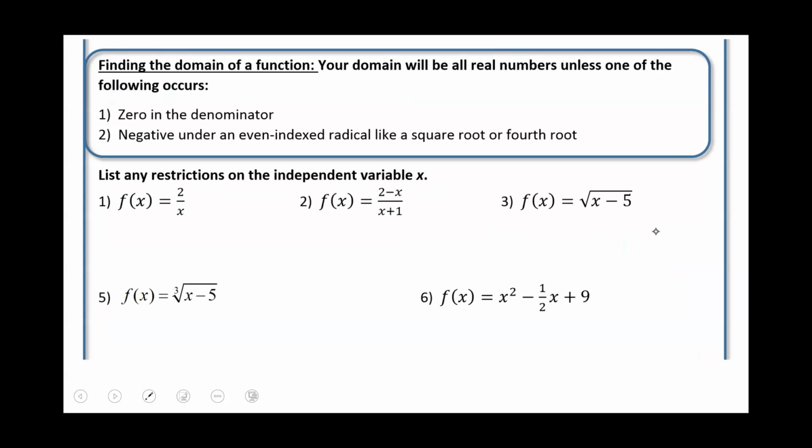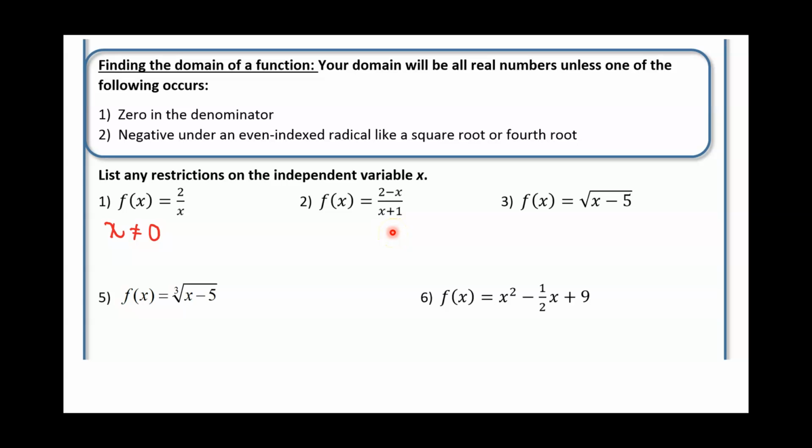So, for example, they asked me to list the restrictions for this function, 2 over x. All right, so your domain is going to be all real numbers unless you have 0 in the denominator or a negative under an even indexed radical. I don't have a radical, but I do have a denominator. And so that denominator cannot be 0. And so that's going to be our restriction. X cannot be equal to 0. It could be anything else. All right, look at another one of those.